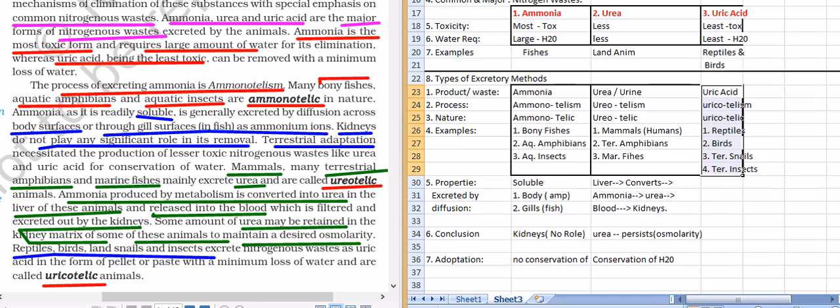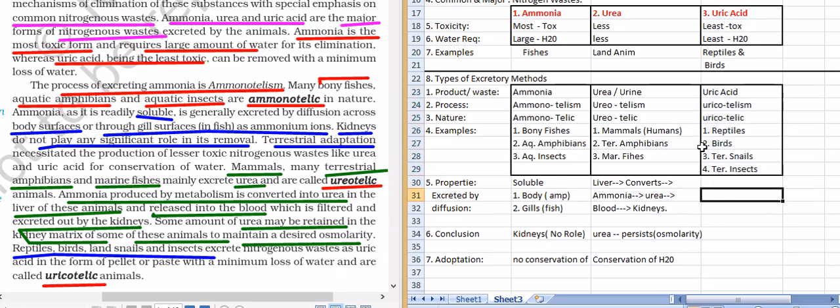Next is properties. Any extra properties, that is nitrogen waste as uric acid in the form of pellets. Uric acid. Method, pellets or paste. You might have seen that in lizards it's a paste, and in birds pellets. Okay, with the help of minimum loss of water they are called uricotelic. So here the point comes, that is pellets or paste. Same for conservation of water. So these are the notes for this paragraph.